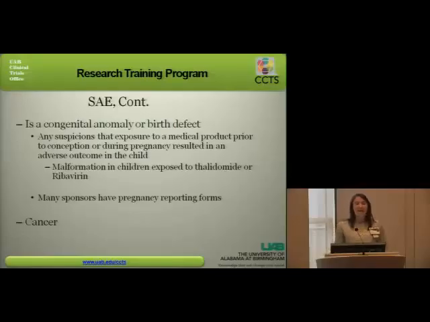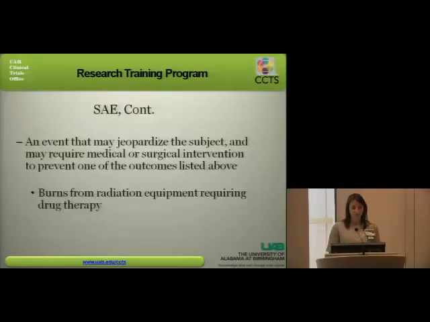An SAE can also be a congenital anomaly or birth defect. Any suspicions that exposure to a medical product prior to conception or during pregnancy resulted in an adverse outcome in the child. An example would be malformation in children that were exposed to thalidomide or ribavirin. Many sponsors do have pregnancy reporting forms.